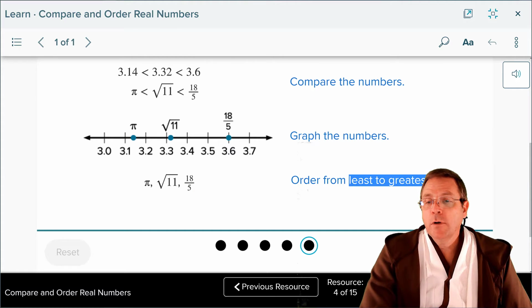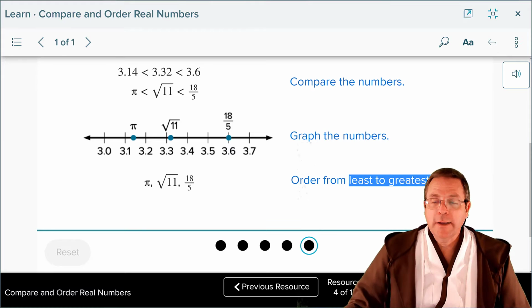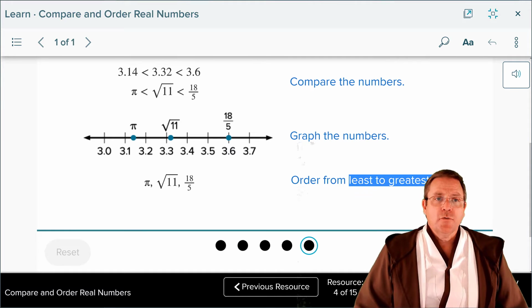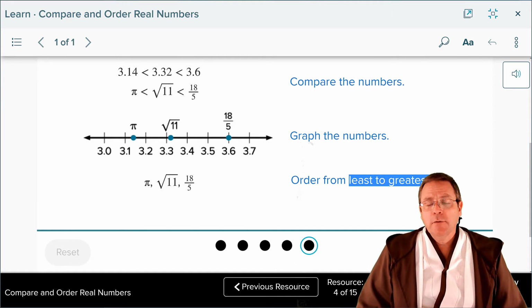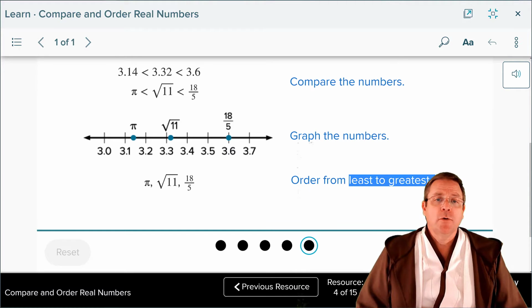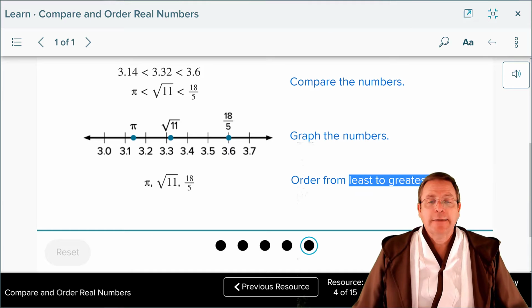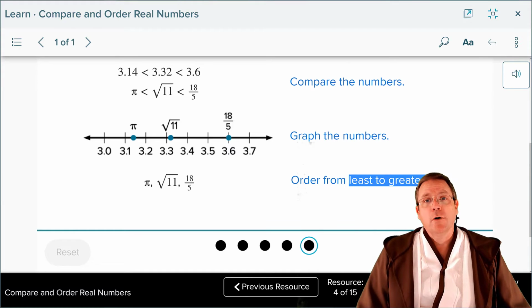Now, one thing I would encourage you to keep an eye on is that right there. Your instructions may say least to greatest. Your instructions may say greatest to least. If you don't do what the instructions say, that's going to lead you to getting the question wrong.